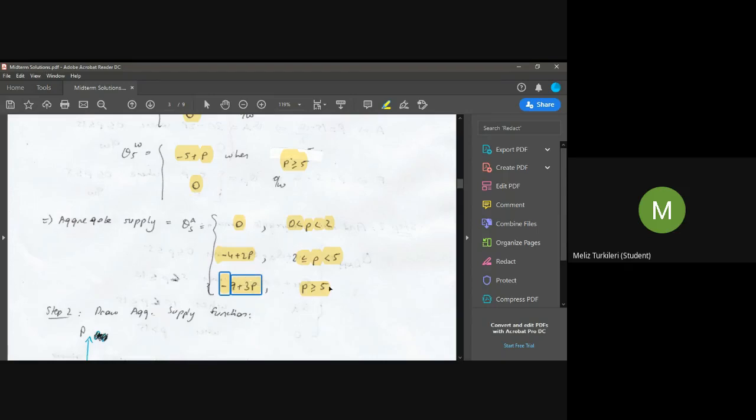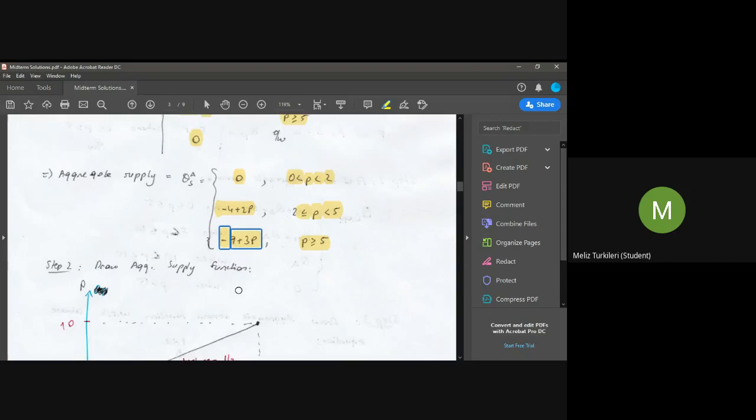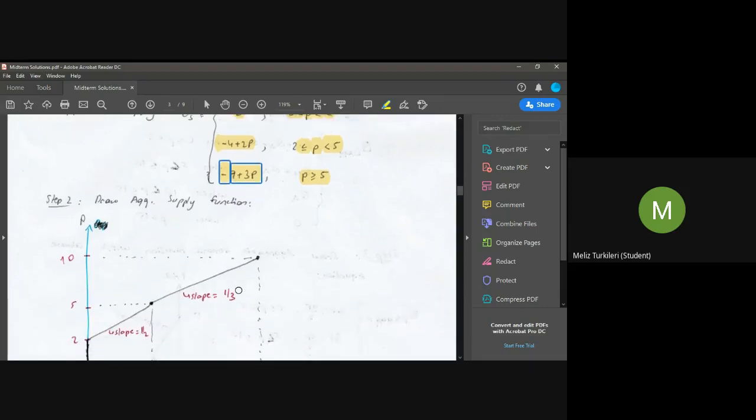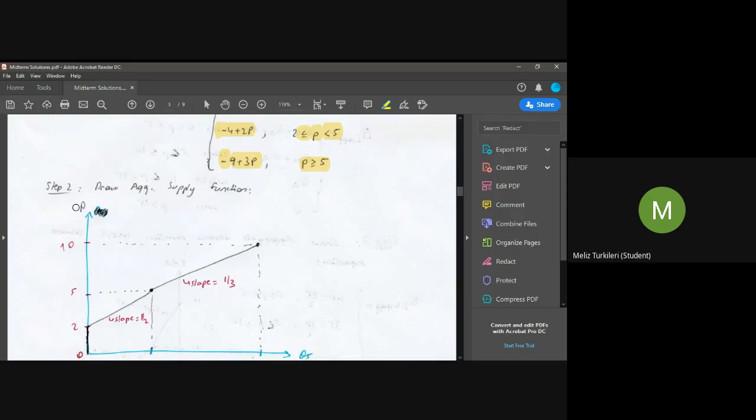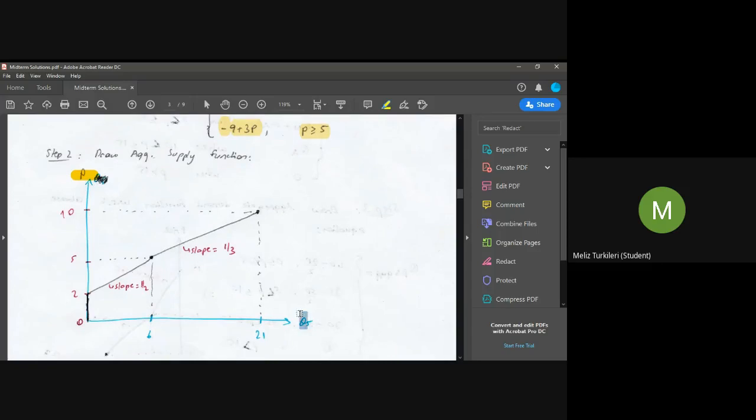Is it clear how I derived this information? I just found the price levels and checked the quantity supplied at each price level, and then I found the aggregate supply function. That's all. Let's draw again. Again, you can use the same logic. We know that price is on the y-axis and the quantity supplied is on the x-axis. I know that 0, 2, and 5 are important as price levels because there is a kink on the graph at these specific price levels.